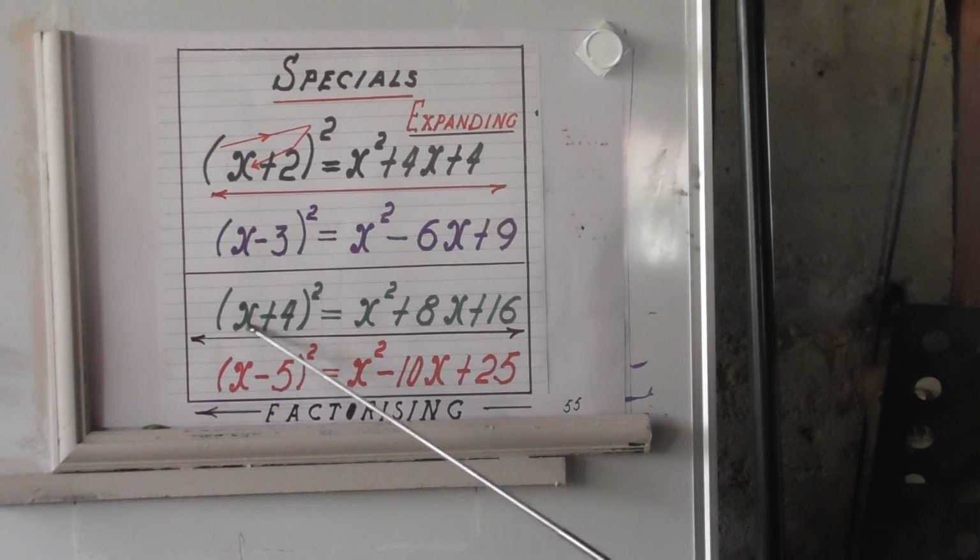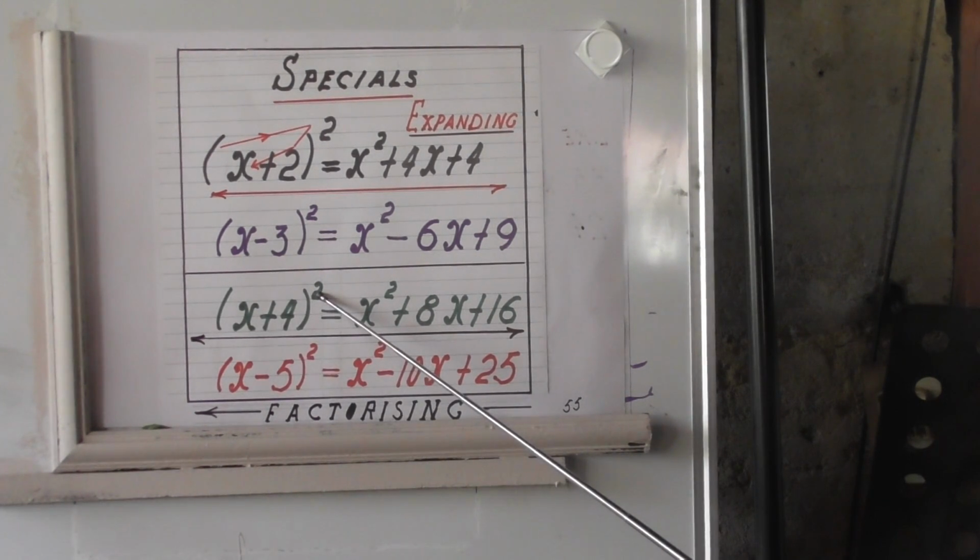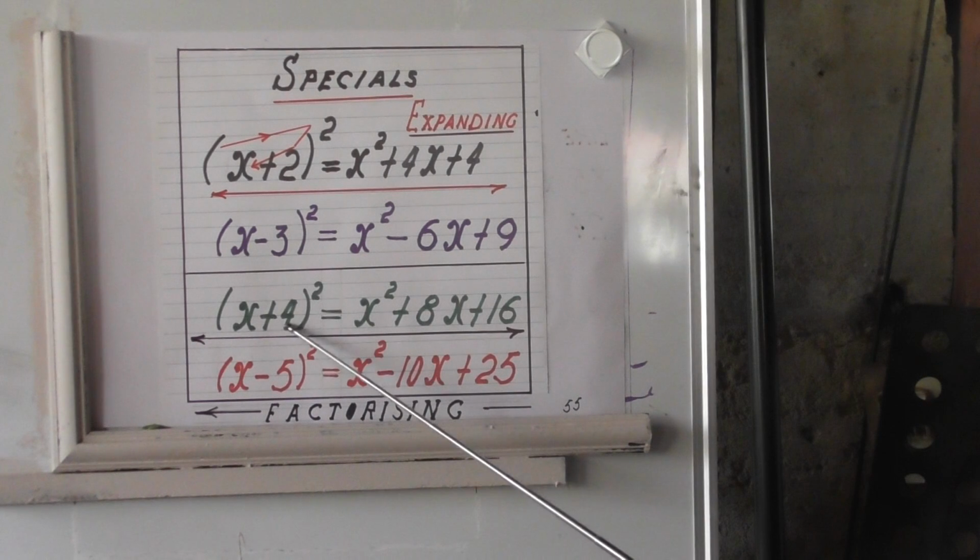Same here. X squared, you've seen the positive. 8x. Positive 16. X squared. You've seen the negative. Negative 10x. Two negatives make a positive.